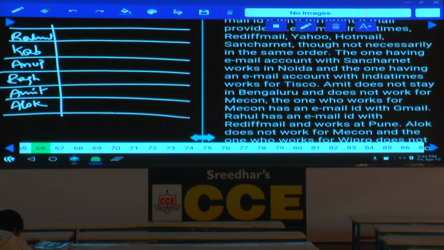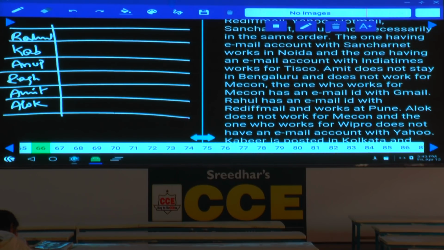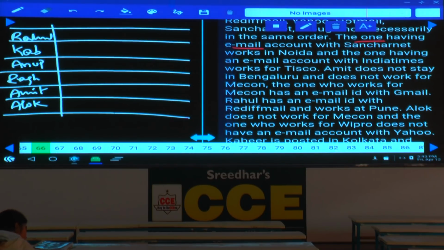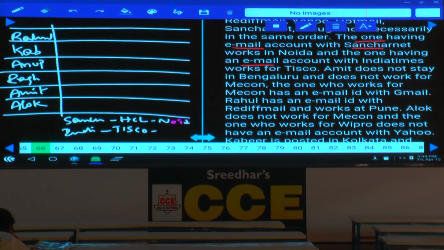And the one having an email account with SancharNet. Now condition number 1, the one who is having an email account with SancharNet works in Noida. Noida means, tell me what is the company here? Noida is HCL. That means SancharNet is HCL and the place is Noida. And next one, the one having an email account with India Times works with Tisco. And this Tisco is in which place? It was in Jamshedpur, isn't it?